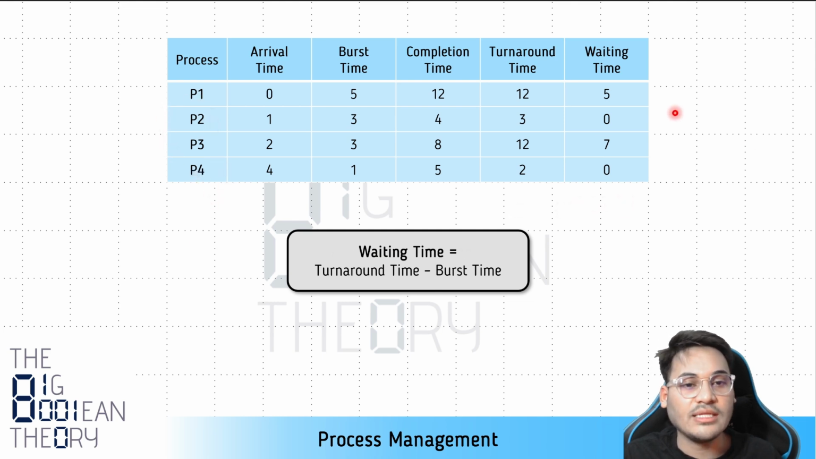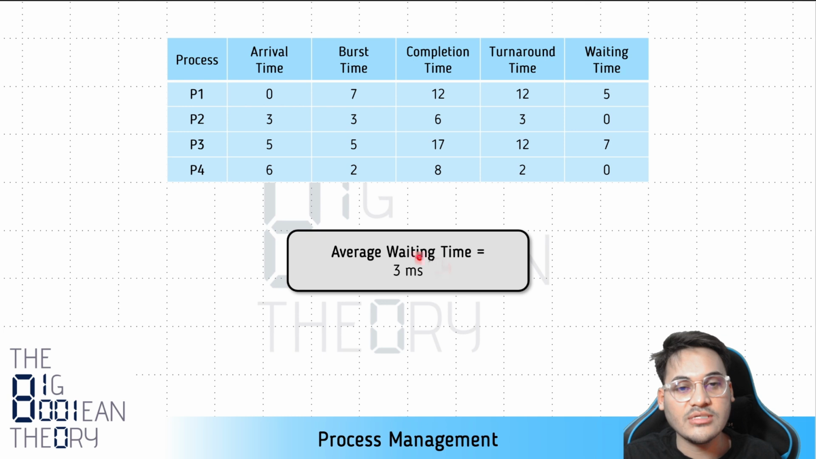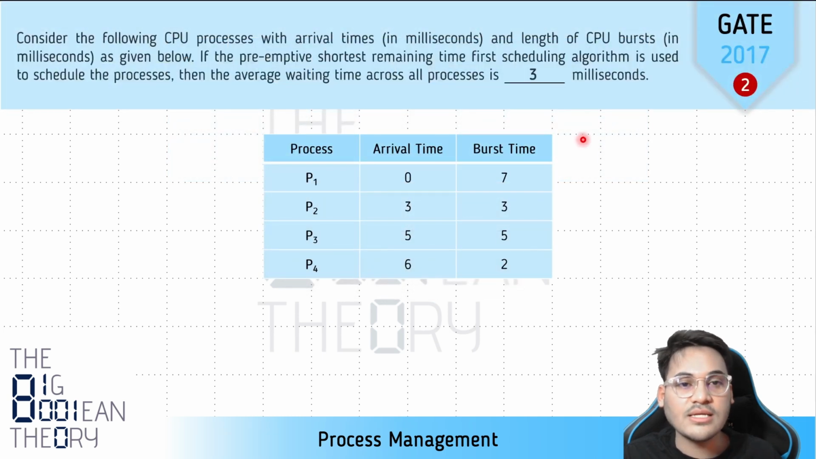So then we can take the average. The average waiting time is 3 milliseconds. So that is the answer to this question: given this set of processes, arrival times and burst times, if we use preemptive shortest remaining time first, then the average waiting time for all of these processes is going to be 3 milliseconds, right? So guys, this is the solution to this problem.